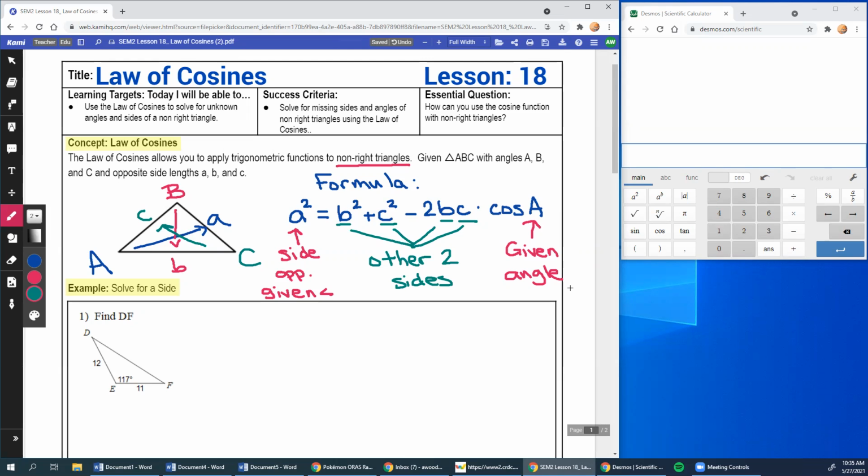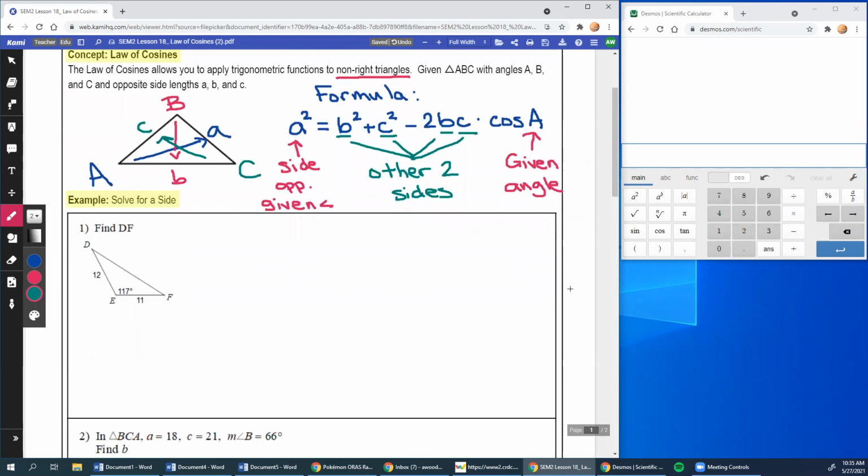So hopefully by breaking it down this way, we can use this formula for any letters. And as you can see for this first one, we don't even have A, B, and C. We have D, E, and F. And that is perfectly fine. Again, we start with the given angle, and they want us to find DF, which is the opposite side. Now, instead of calling it DF, I'm going to call it little e, because it's the side opposite angle E.